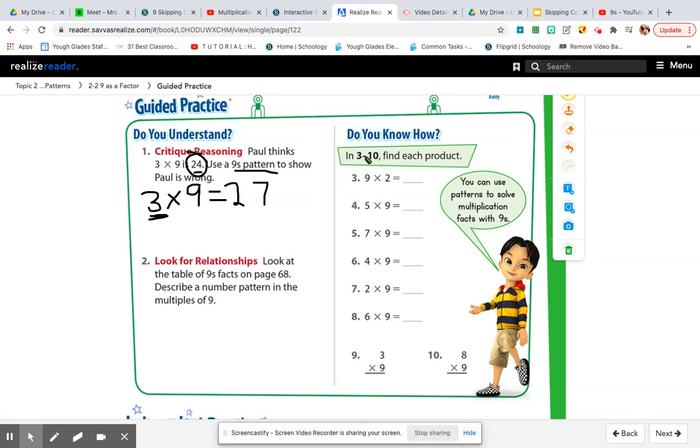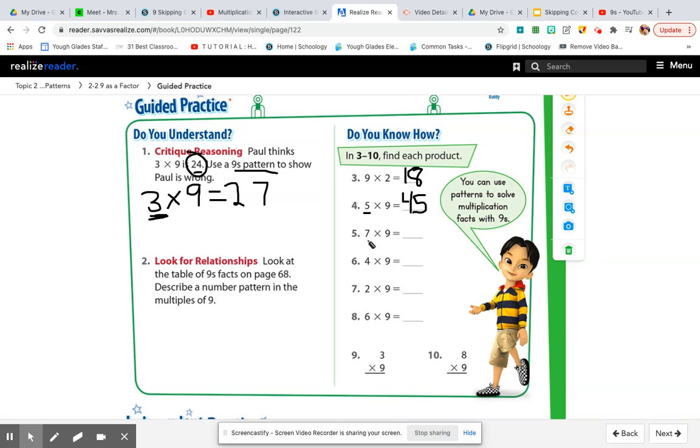So find each product. 9 times 2. Look at that 2. What's 1 less than 2? 1. 2 minus 1 is 1. Then what can you add to 1 to make 9? 8. 5 times 9. Looking at that 5. 5 minus 1 is 4. What can you add to 4 to make 9?